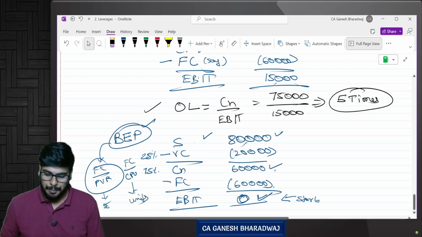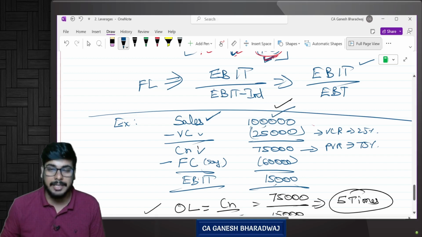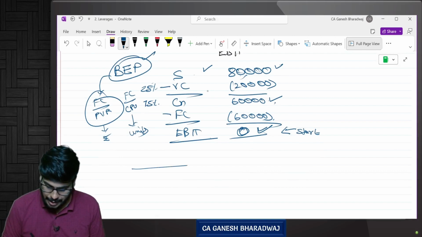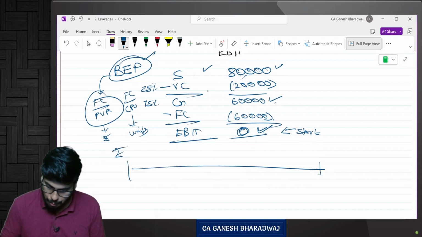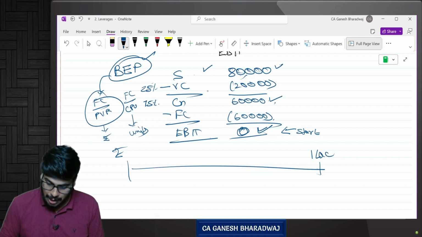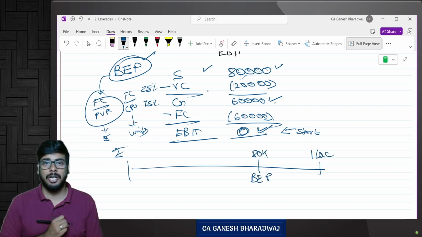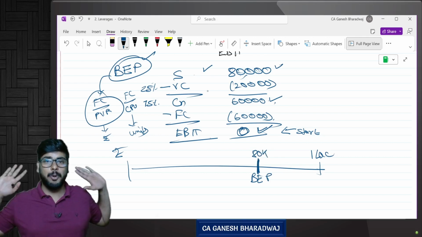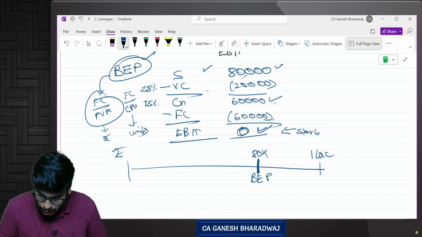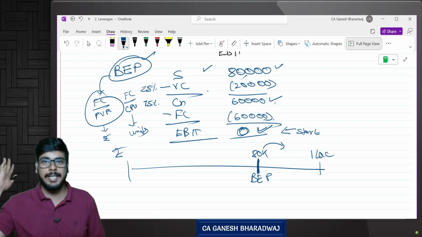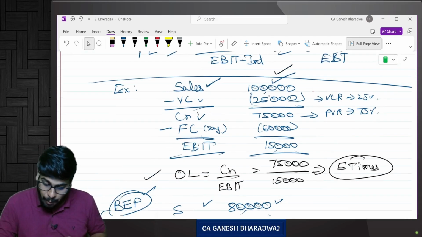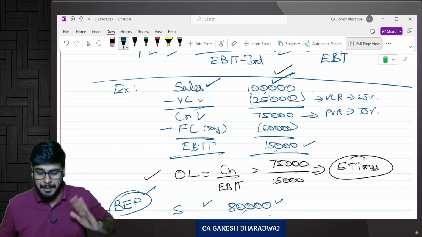Now you tell me, what is the total sales that the company has actually made? 1 lakh rupees, correct? Now, the break-even point happens at how much? 80,000 rupees, correct or not? Which means if you make sales up to exactly 80,000 rupees, no profit, no loss for you. So if you make sales beyond this 80,000 rupees, then you will start earning profit. And that is the reason why for a 1 lakh rupees sale, it is reporting a profit, EBIT. Are you clear with this?